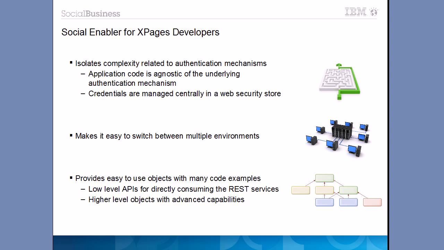Another benefit of the Social Enabler is that it allows you to very easily switch between different environments, for example, a test environment and a production environment. And again, you don't have to do any of this in your source code, but you use property files. And last but not least, the Social Enabler also provides different types of APIs: low-level APIs that you can use to integrate any type of REST services, and also higher level objects, business objects and services with advanced capabilities that you can use for very common scenarios.